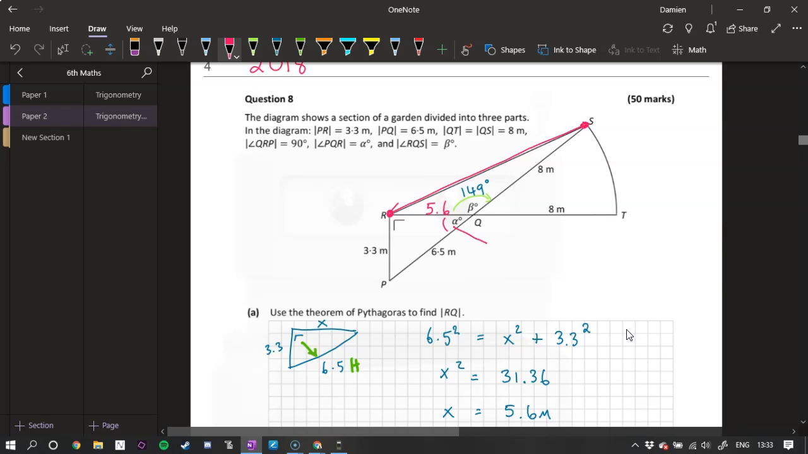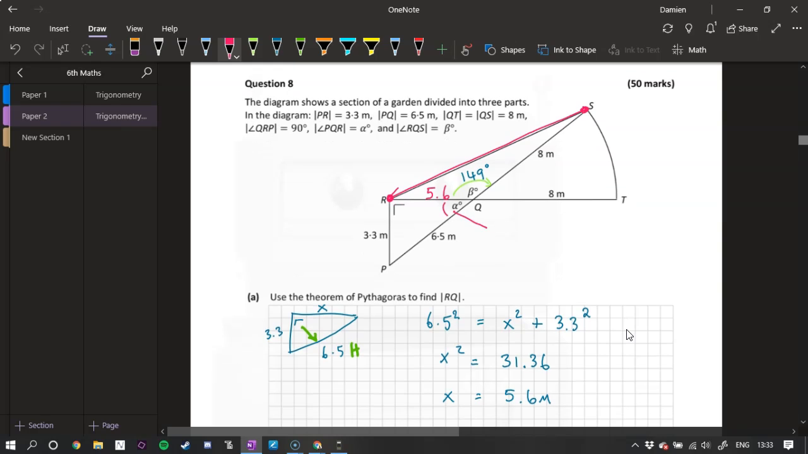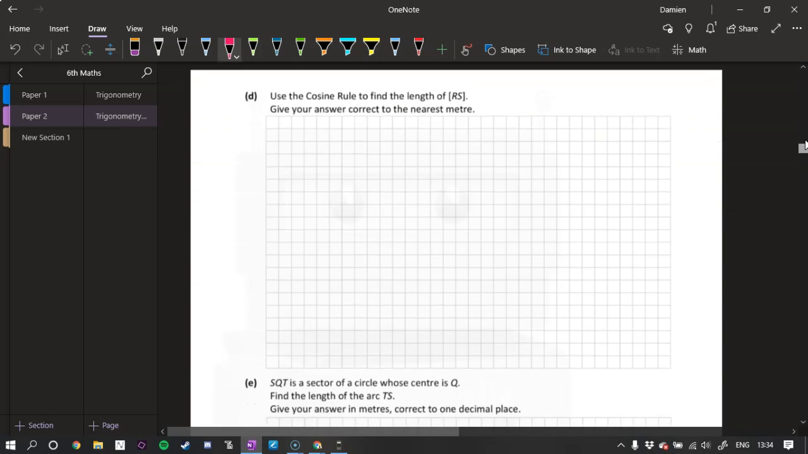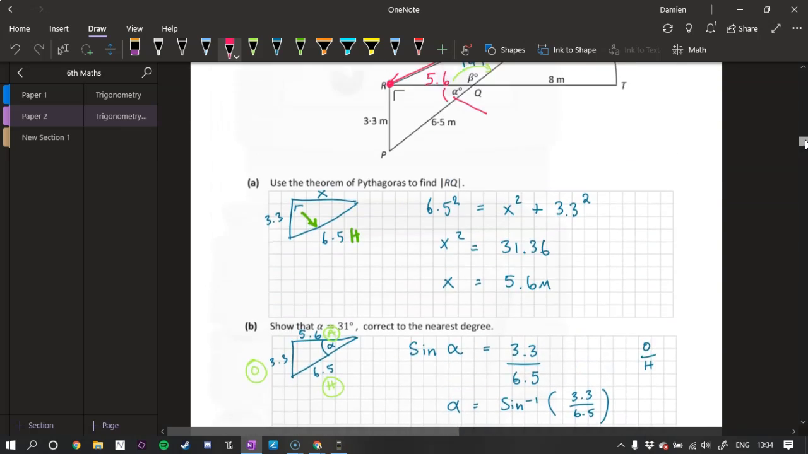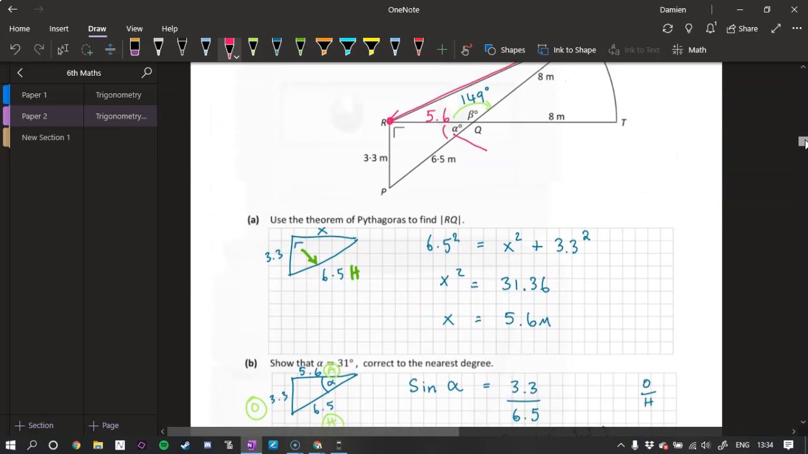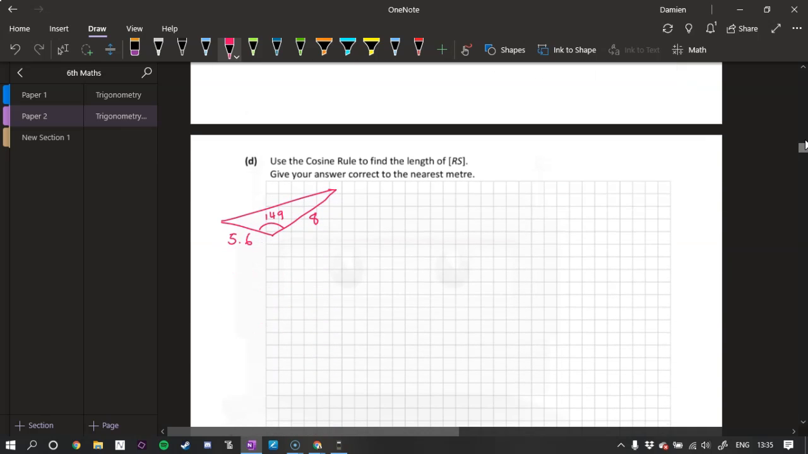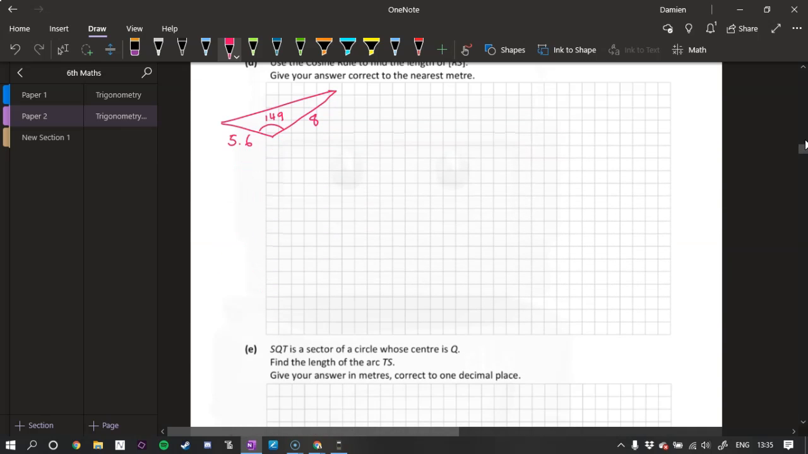Okay, so what we'll probably do is just redraw that triangle so we can see it a little bit clearer. So basically we're dealing with a triangle that looks like this. We've got 5.6 on this side, we've got 8 on that one, and I think we've got 149 on that: 149, 5.6 and 8. Okay, so let's work out our cosine rule. Again, remember, this is the side that we're going to be looking for. We're looking for that side there. So let's pop it in.